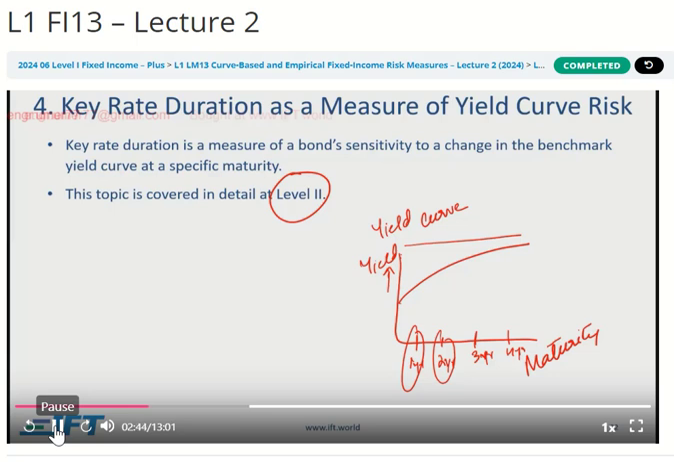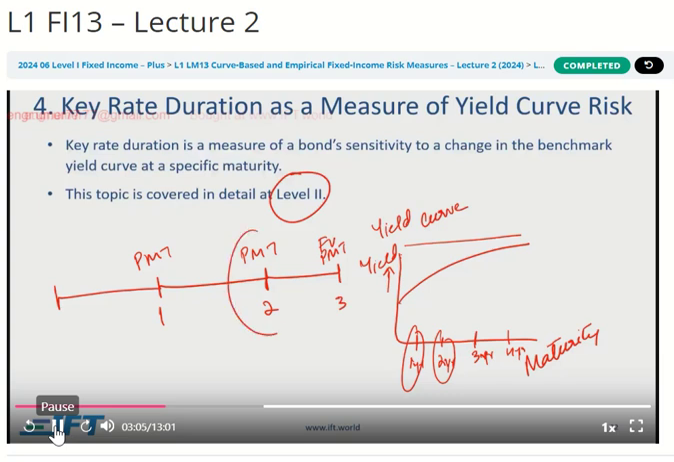And if you were looking at the sensitivity of your bond, we know a bond can have different payments at different times, right? So let's say a bond has a payment in the first year, a payment in the second year, and a payment in the third year. If the third year rate is not changing that much, but the 1 and the 2 year rates are changing, they are going to impact only those cash flows.